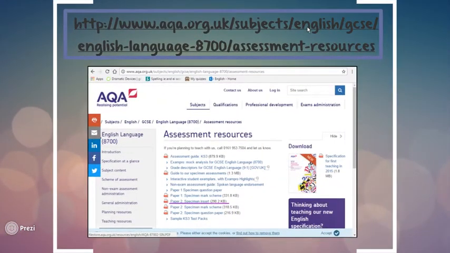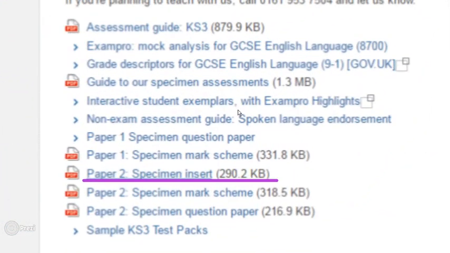So again, you're going to need to have the source material in front of you before accessing the rest of this video. You can either copy and paste this link into your search browser, or you can just type AQA into Google. Either way, you'll need to find the assessment resources page, and when you're on there you can click on Paper 2 specimen insert, and that should automatically download for you so that you can read the sources on Eddie and Henry.